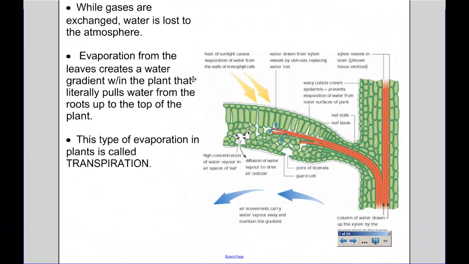Now, while gases are exchanged, water is lost to the atmosphere. So as oxygen comes out of the stomata, it brings some water vapor with it. Evaporation from the leaves creates a water gradient within the plant that literally pulls water from the roots to the top of the plant. Okay, this type of evaporation in plants is called transpiration, just like I talked about before. This process, again, you will see in Bio 20.